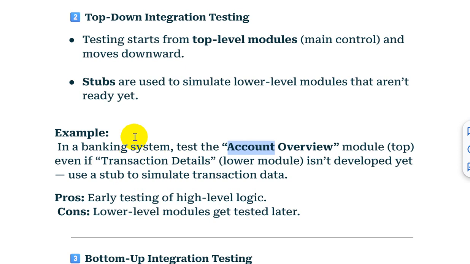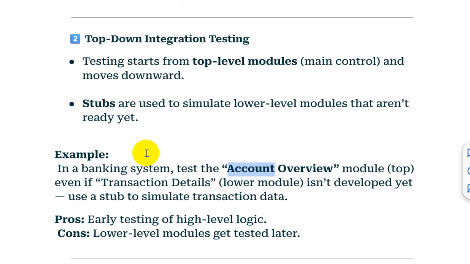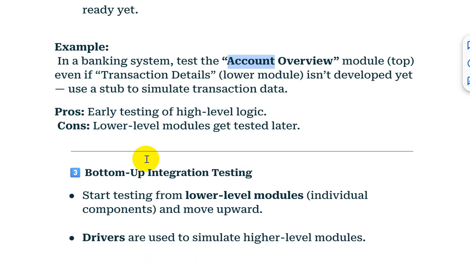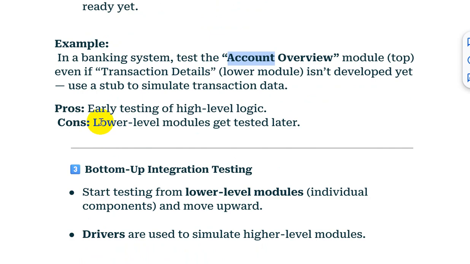So that is nothing but top down integration testing. We can go for the account overview and then go for the one below, then the one below, then the one below. So we go from top to bottom. That is called top down integration testing. Here the advantage is early testing is possible, early testing of high level logic is possible. And the disadvantage is that lower level modules get tested later.